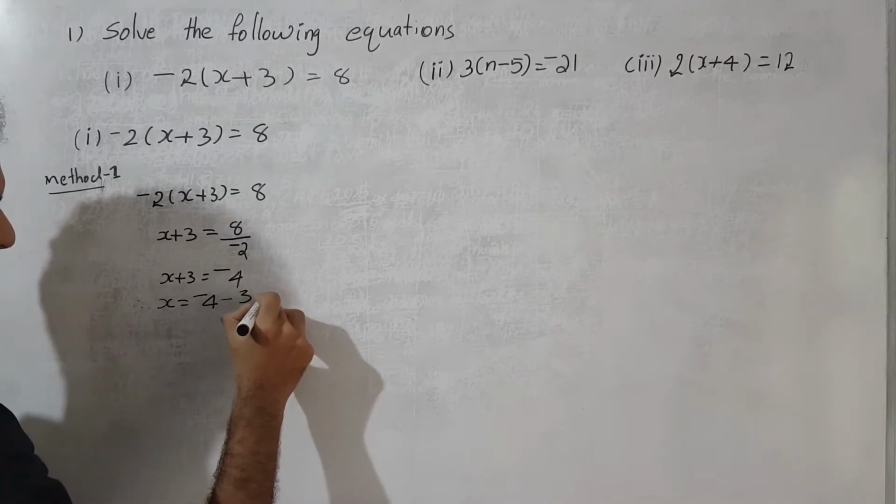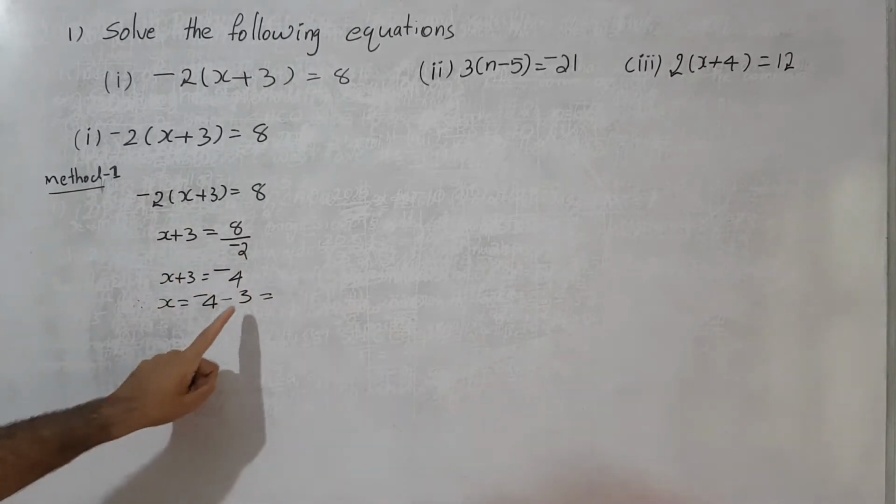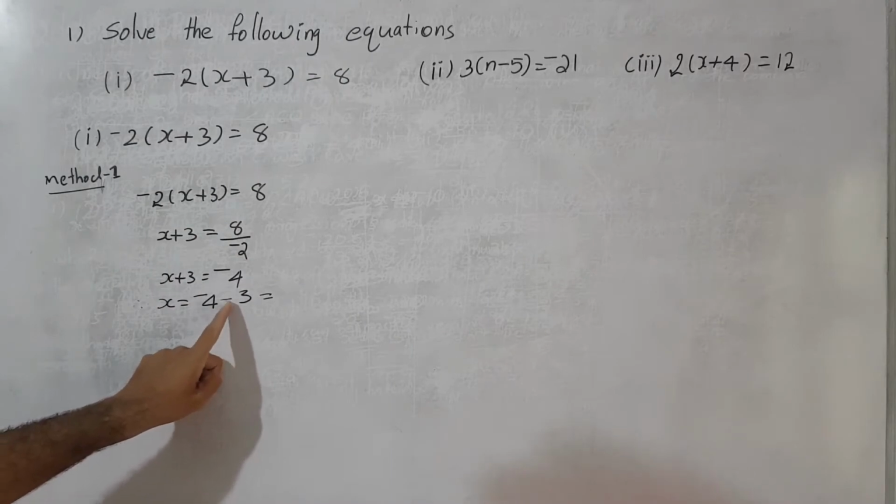Minus 4 minus 3 is equal to, in front of both numbers we have the same symbol.